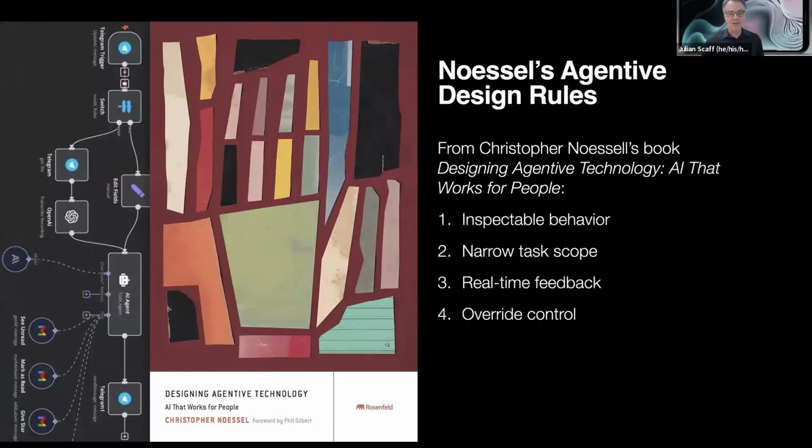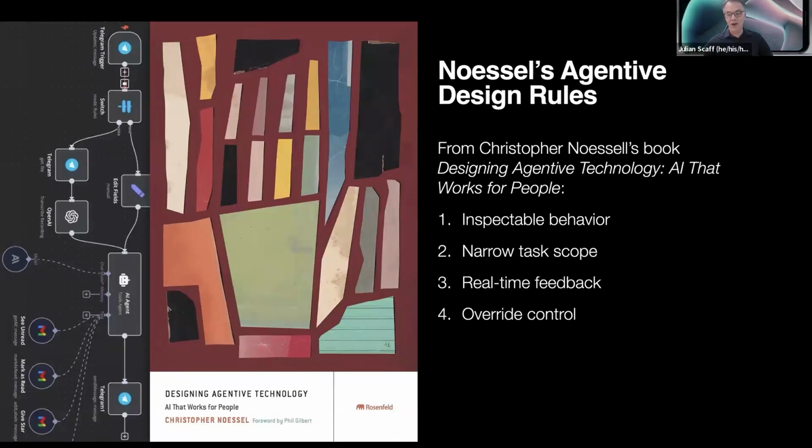Now I want to come back to Chris Noessel. He's, as I said, an alumnus of Art Center. He's written a couple of great books that I use in my classes, and this is one of them. It's called Designing Agentive Technology: AI That Works for People. It's really a groundbreaking book. I think it's one of the first books on this subject.